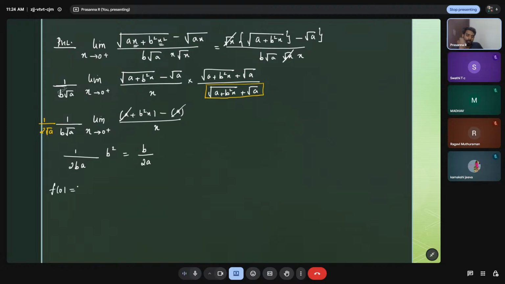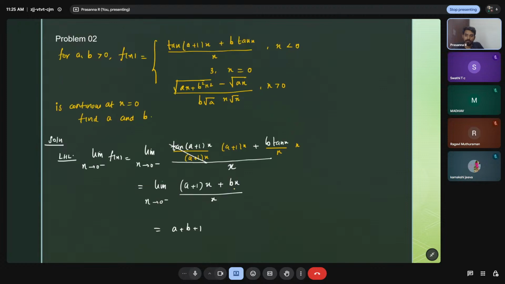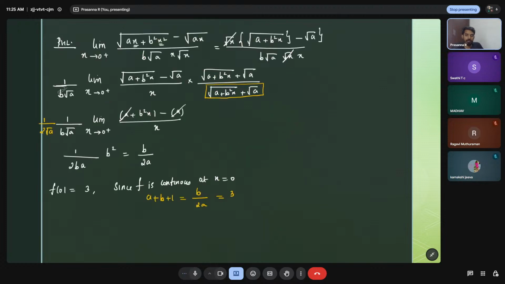Now it is given that the function value at 0 is 3, right? So since f is continuous at x equal to 0, your LHL, RHL, function value all are equal. So my LHL is a plus b plus 1, RHL is b by 2a, and the function value at 0 is 3. So solve for this. A plus b plus 1 is 3, that means a plus b is equal to 2. And then we have b minus 6a is equal to 0.